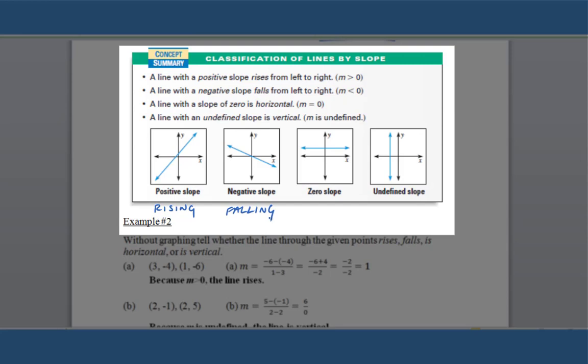Now, horizontal and vertical lines are a little bit more challenging. And I will tell you this, this is what most standardized testing professionals would consider a test separator.